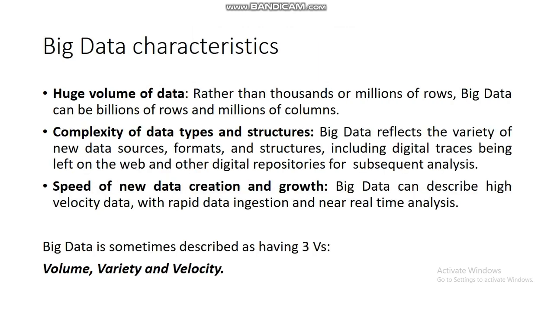Now some of the characteristics. To talk about the characteristics, it's always the volume, variety and velocity of the data. To talk about the huge volume of data, rather than thousands or millions of rows, big data can be billions of rows and millions of columns. Exactly, that is the point of discussion. One cannot just count the number of lines, rows and columns. Here you talk about billions of rows and millions of columns together to handle that data.